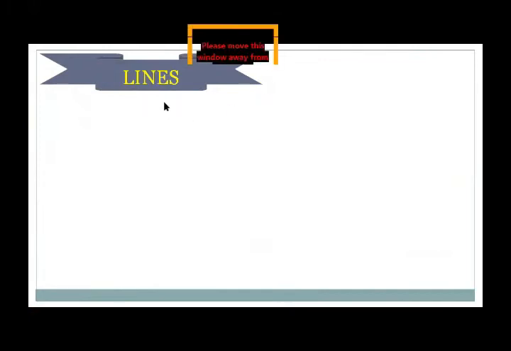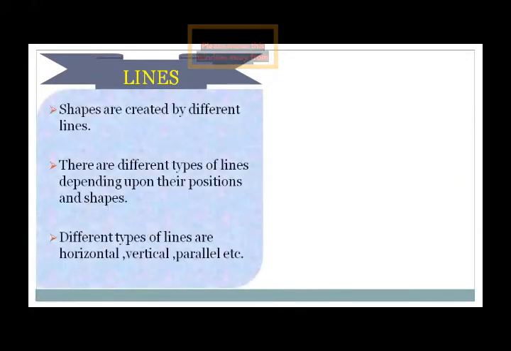Before starting the object drawing, I have some instructions for all of you. The instructions are about lines. What is a line? My dear students, shapes are created by different lines. We make the shapes of square, rectangle, triangle. So how do we make them? We make them with the help of lines. Shapes are created by different lines.